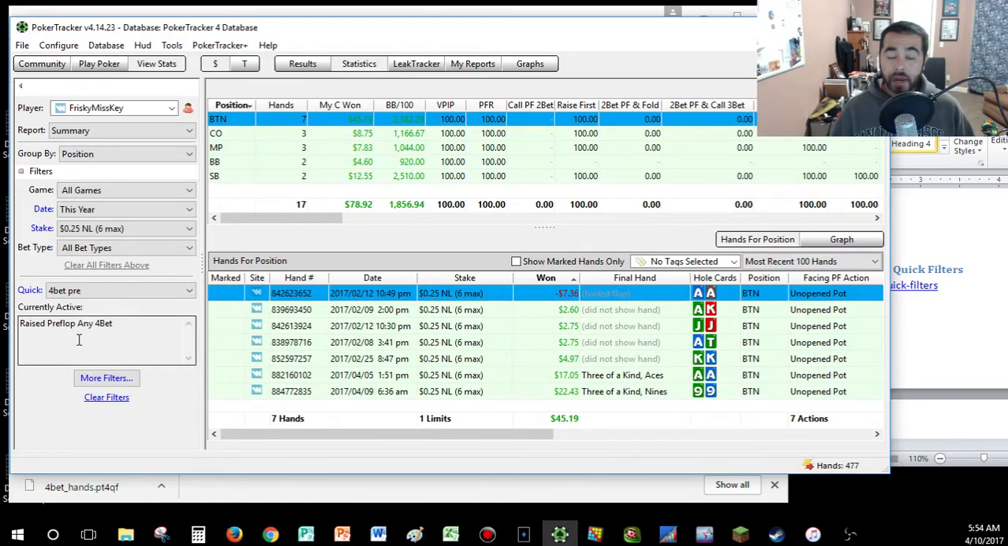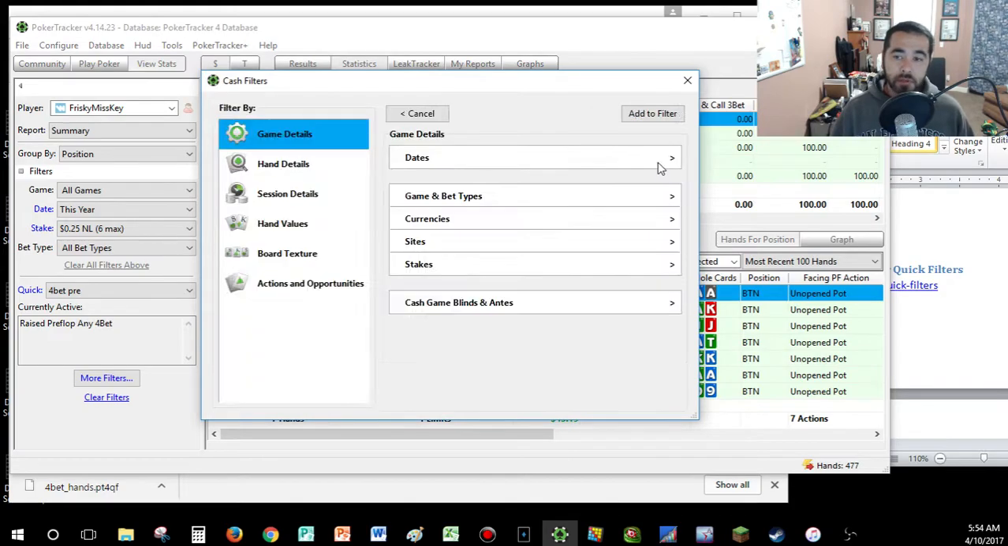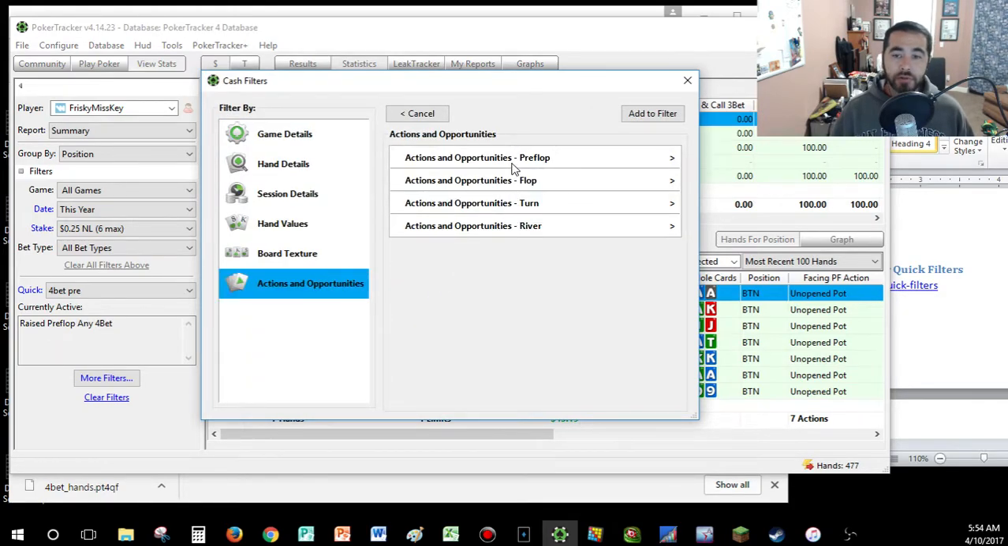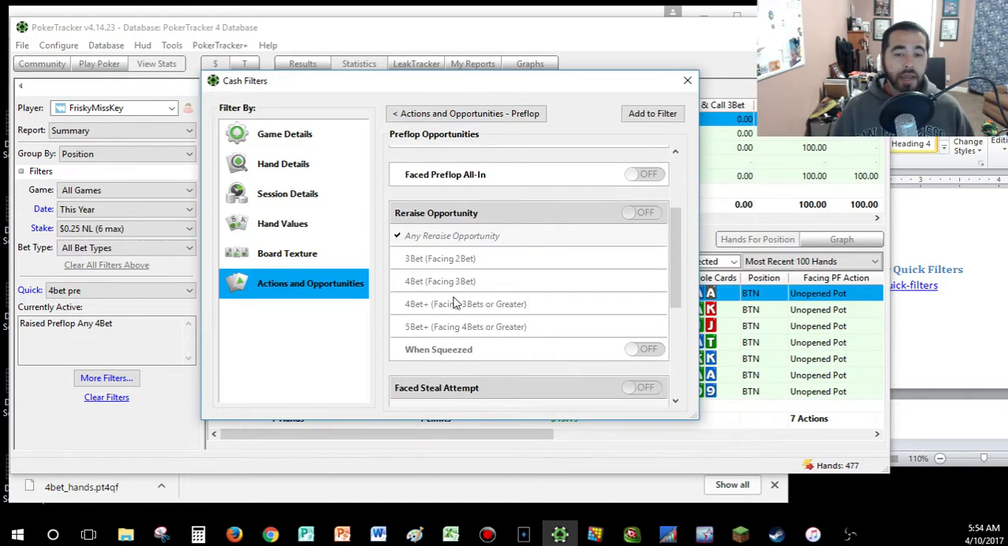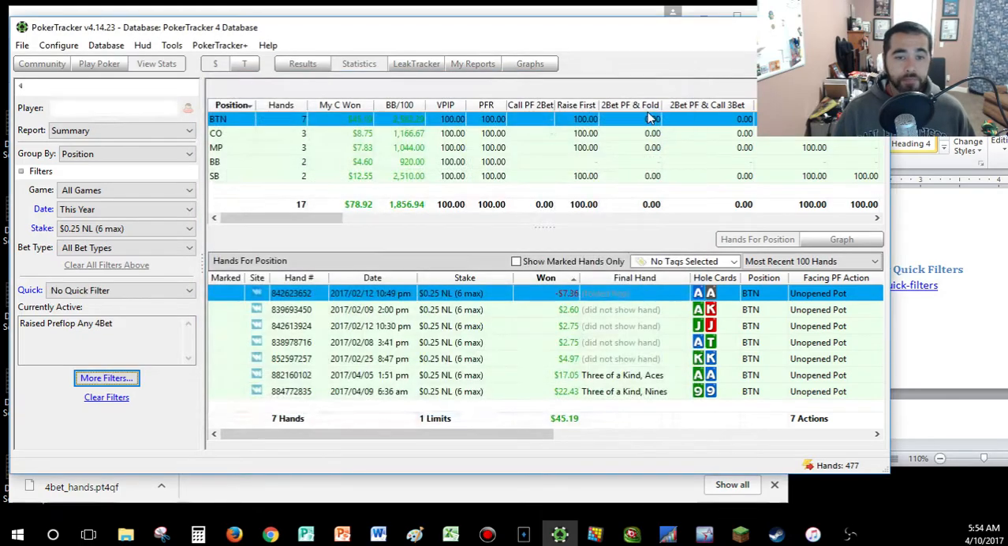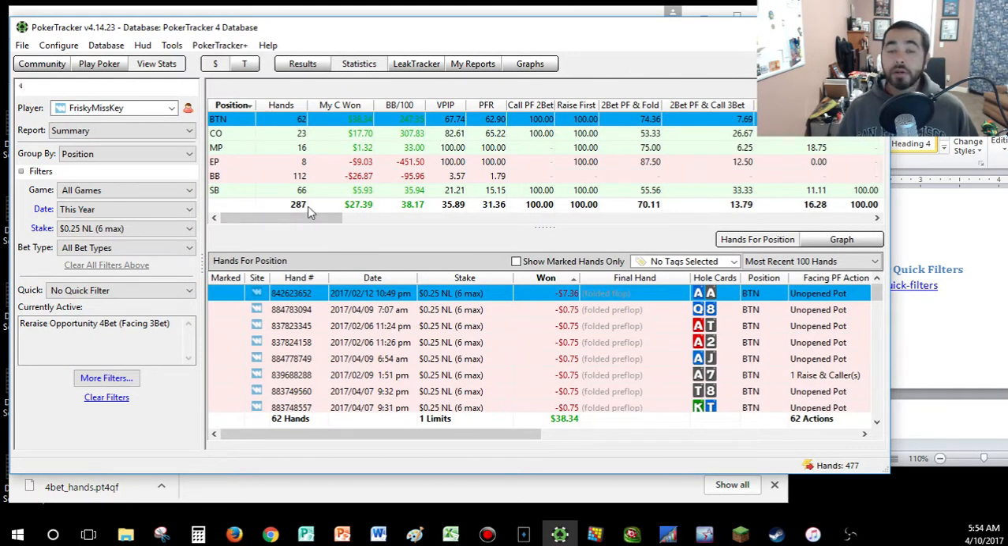So this is where I actually made the 4-bet. You could see I'm really profitable. Let's look at something similar to this. Actions and opportunities, pre-flop. What if we went to pre-flop opportunities and I had the opportunity to 4-bet? So what this is going to do, okay, 287 hands, which is still a really big amount. But these are all the spots where I could have 4-bet.